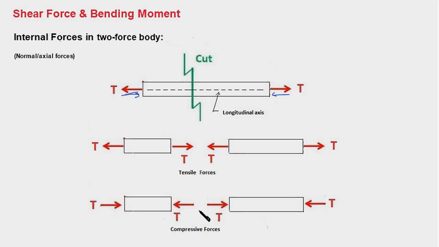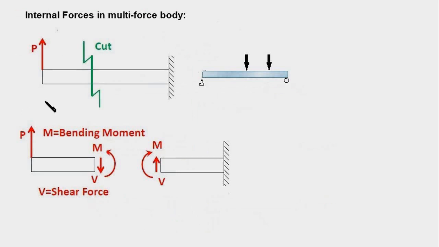So the question arises, in what kind of a body do you have shear forces and bending moments? Let's explore the situation in a multi-force body. Here we have a multi-force body such as a beam. The beam could be simply supported like shown here with multiple forces acting on it. This is a pin support, so it can be replaced by a vertical force acting like this. Similarly, this is a roller support, so it can be replaced by a vertical force.